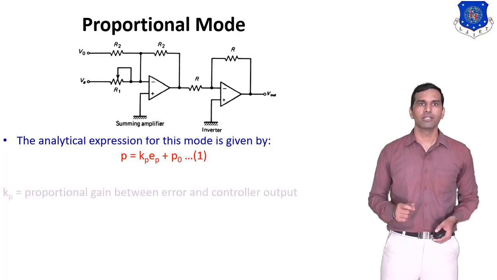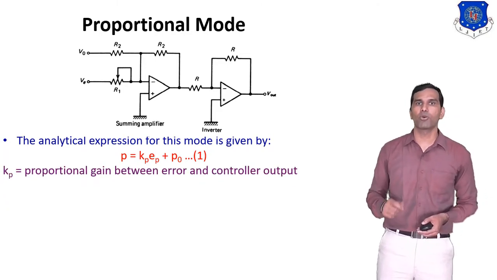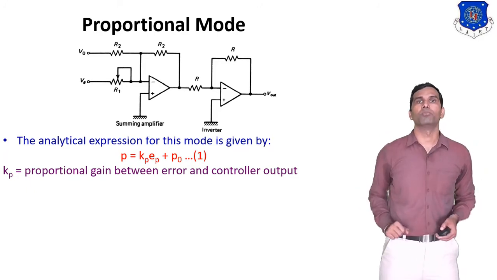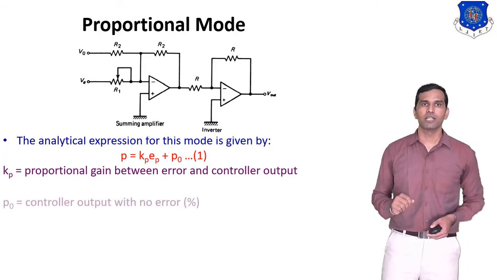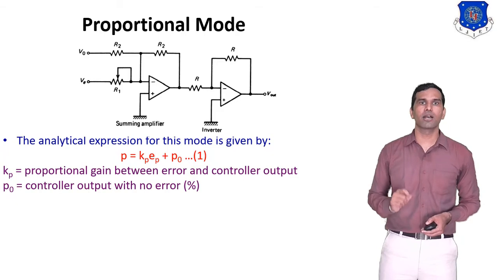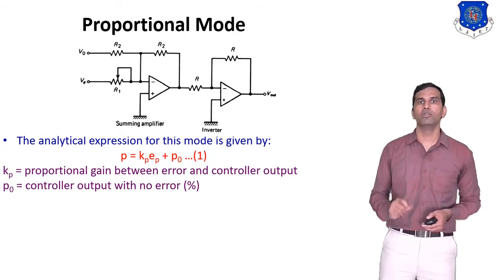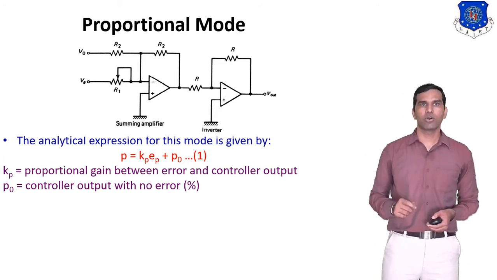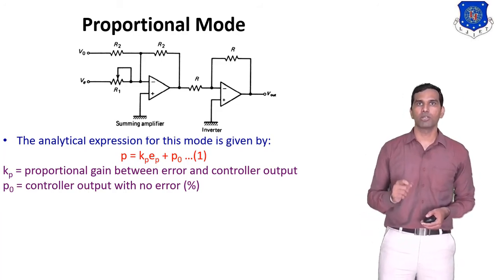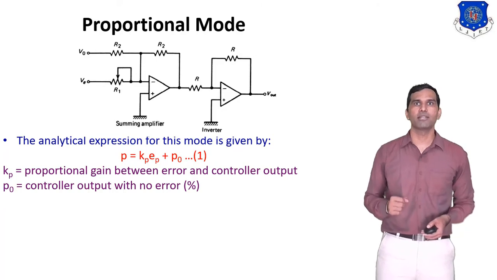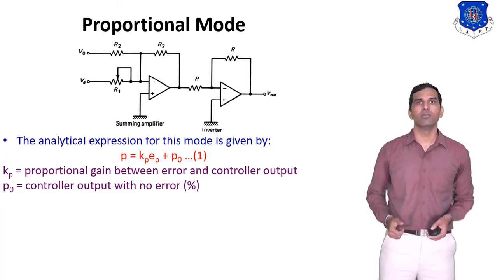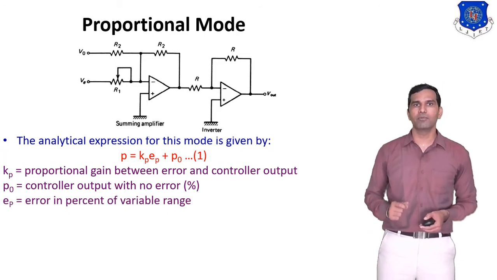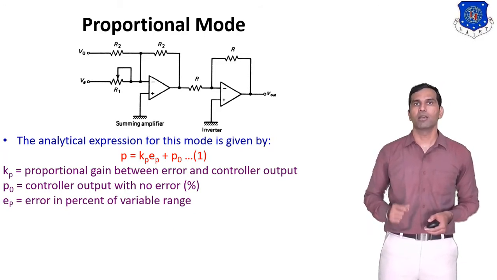Here Kp is the proportional gain between the error and the controller output. P0 is the controller output with no error. That means when the error is 0, at that time the controller output is P0, or we can say the initial value. And Ep is the error in percentage of variable range.